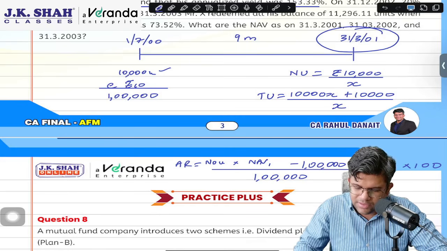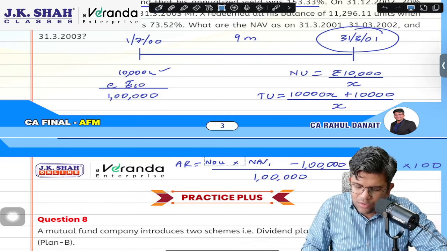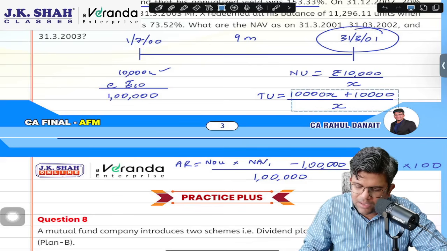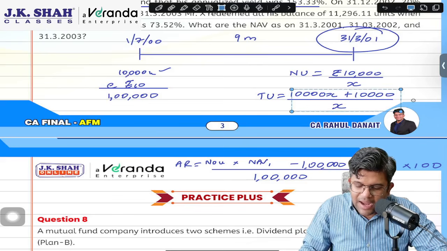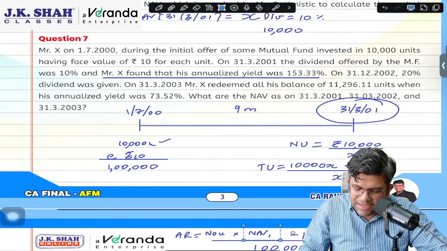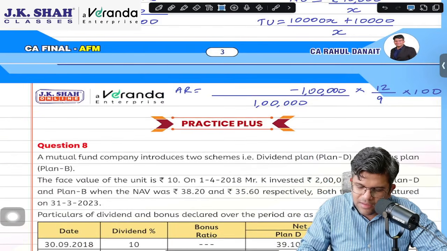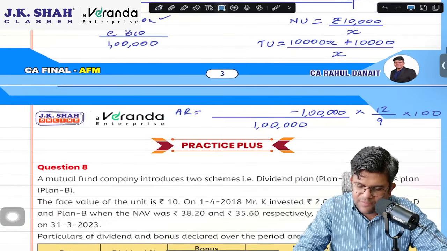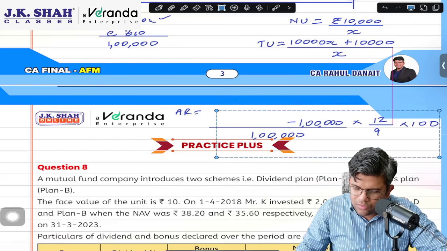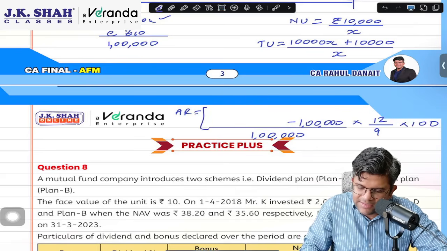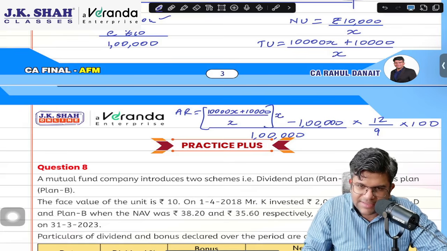You all understood this? So, how many total number of units? These are the total number of units. You have already done it. And what is the NAV on that date? NAV on that date is X. So, everyone be with me, just see what I'm doing now. It is 10,000X plus 10,000, the whole divided by X, the whole into X. Is there anyone who understood what I have done?